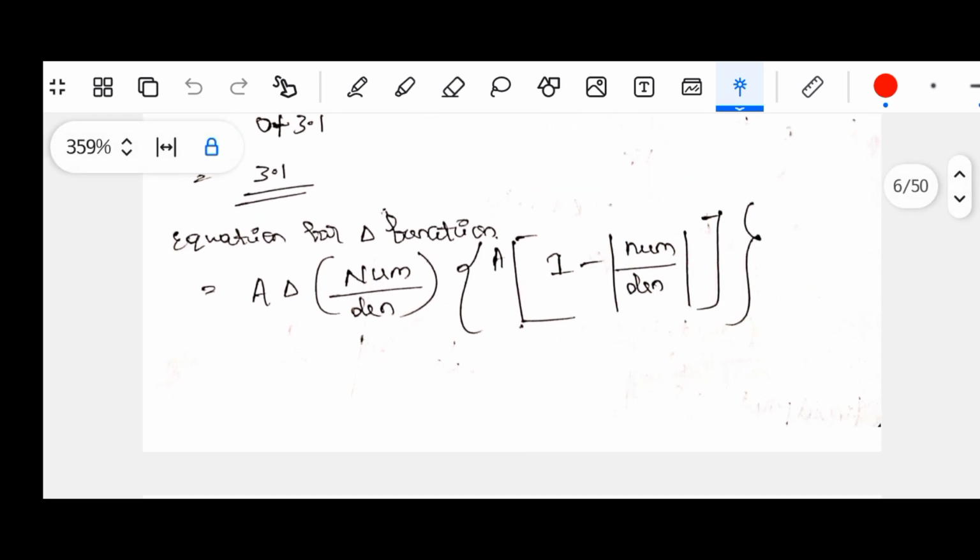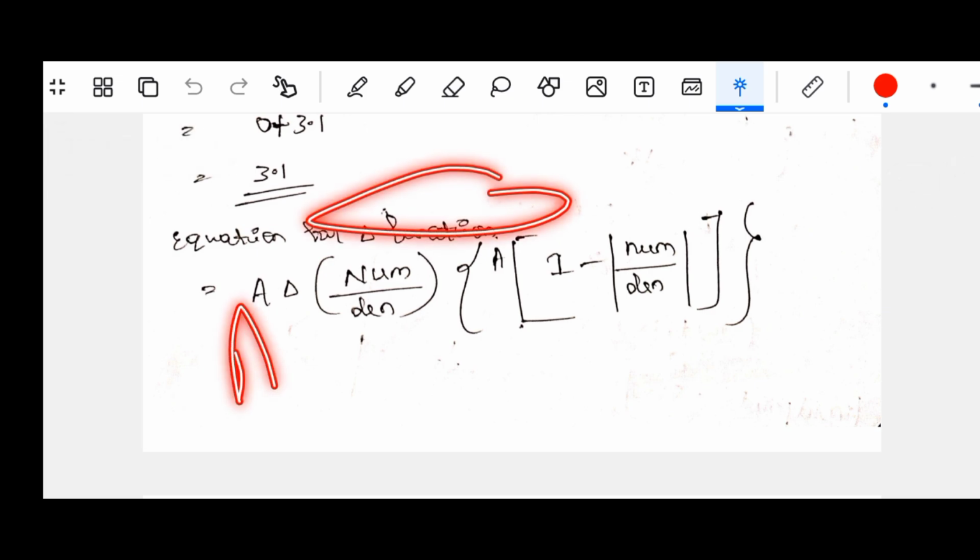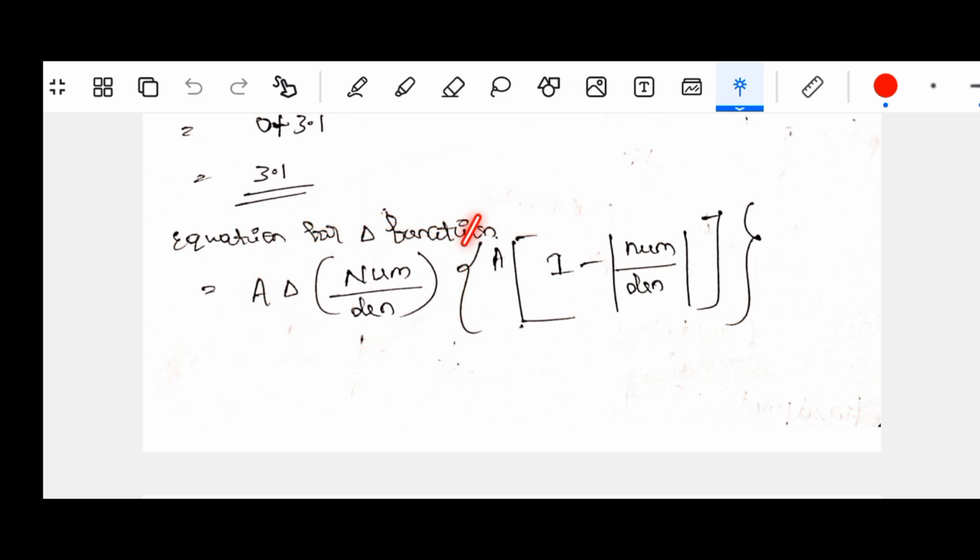Next, let's see the two formulas. Equation for the triangular function: a into triangle of numerator by denominator, is a into square bracket 1 minus magnitude of numerator by denominator.